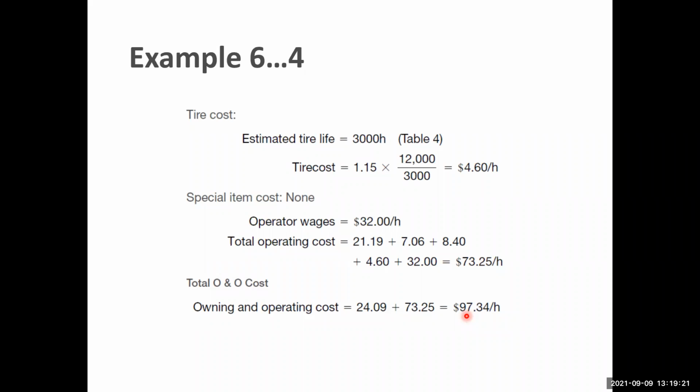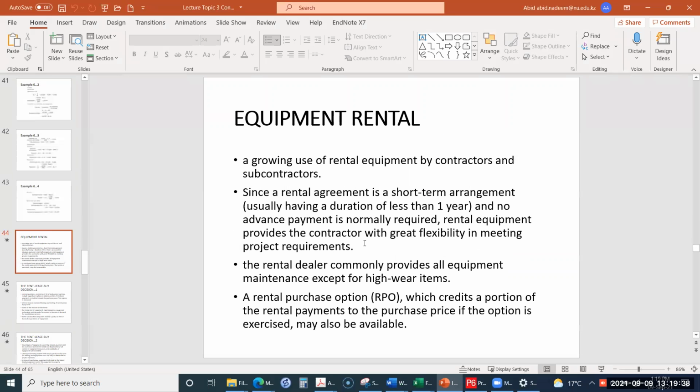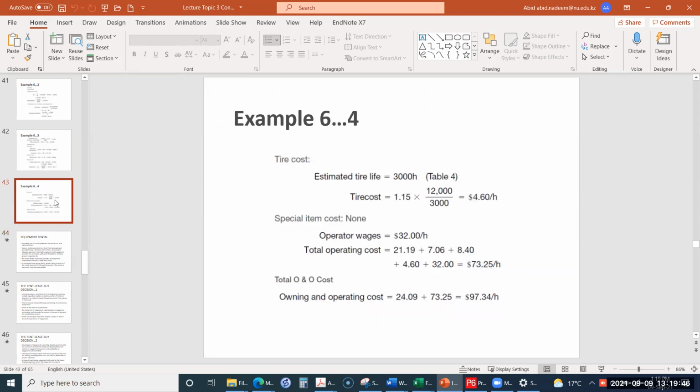So remember that here we have total owning and operating cost. We have not added any overhead and profit, which needs to be further added if we want to rent out this machine. Okay, so I have exceeded some time. So anyway, we have completed up to this point. Okay. So how many slides we have completed? 44 out of 65. So we have few slides left. So I think I will need one more lecture to complete this topic.